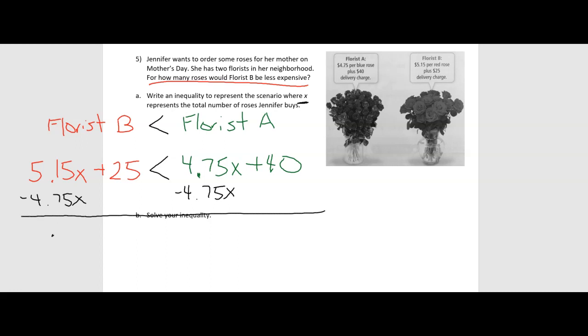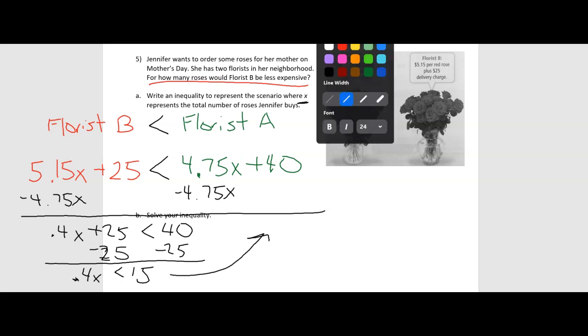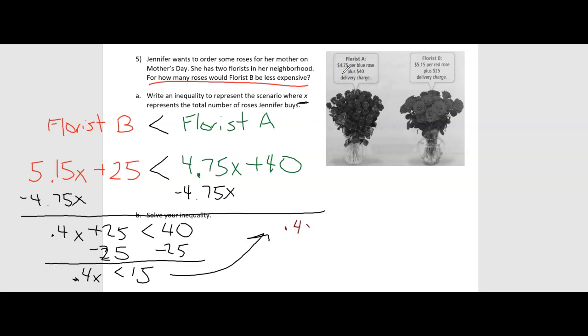That is going to give me 0.4x plus 25 is less than 40. Subtract 25 from both sides, and I get 0.4x is less than 15. I've got one more step. Divide both sides by 0.4. And that is going to give me x is less than 37.5 roses.